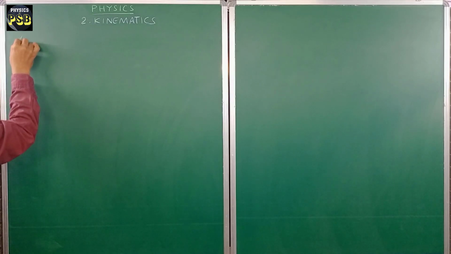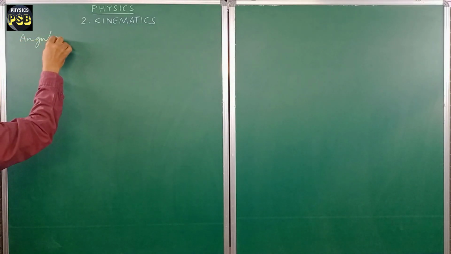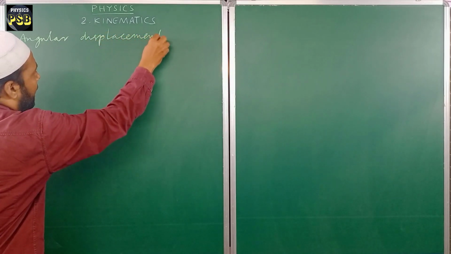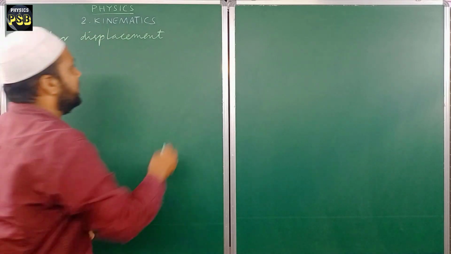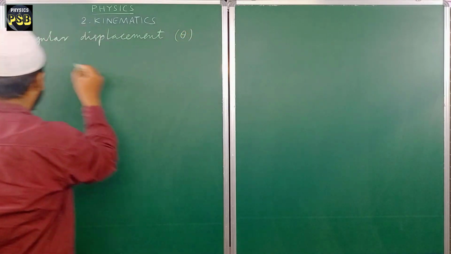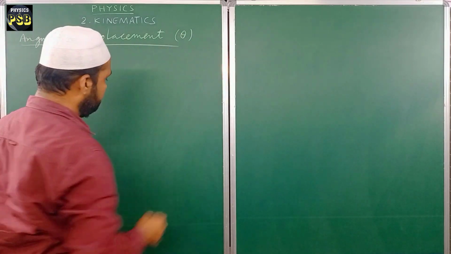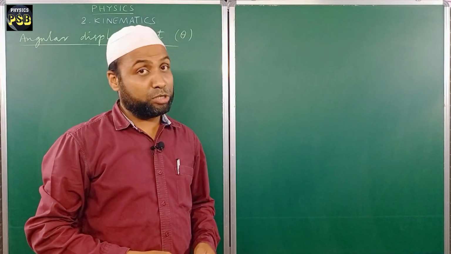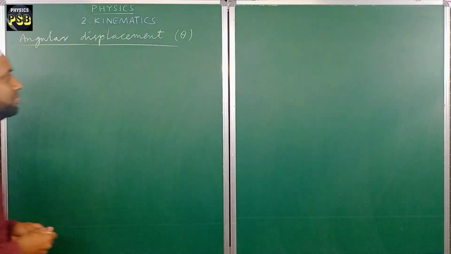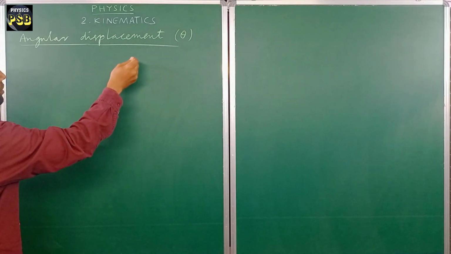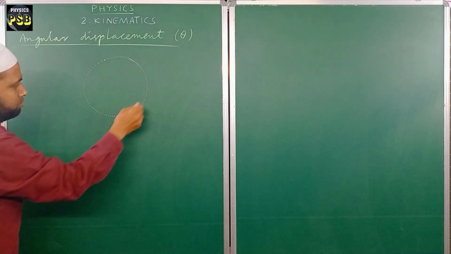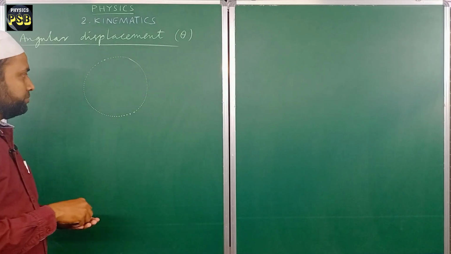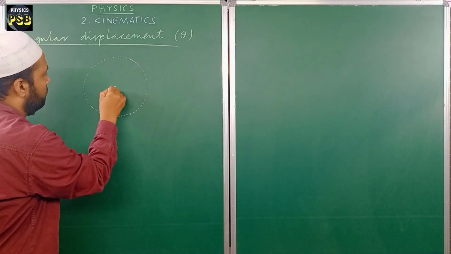I'll tell you what is angular displacement. Angular displacement is represented by letter theta. What is this angular displacement? To make you understand about angular displacement, I will draw a circular path in which an object moves. This is a circle or a circular path with a center O.